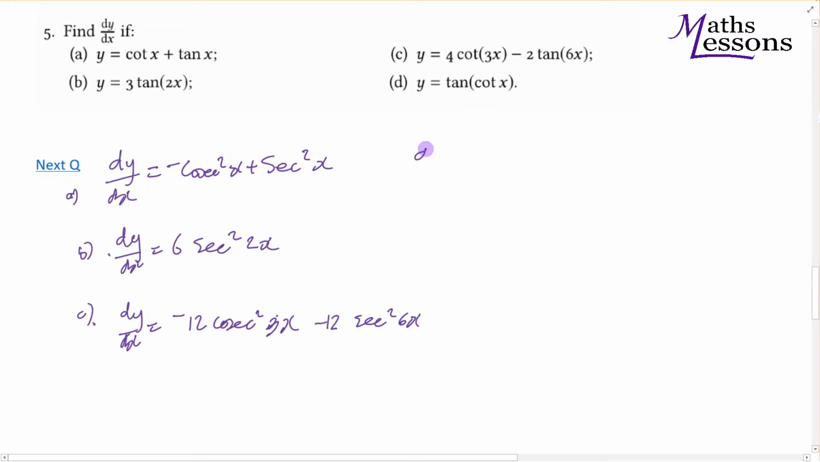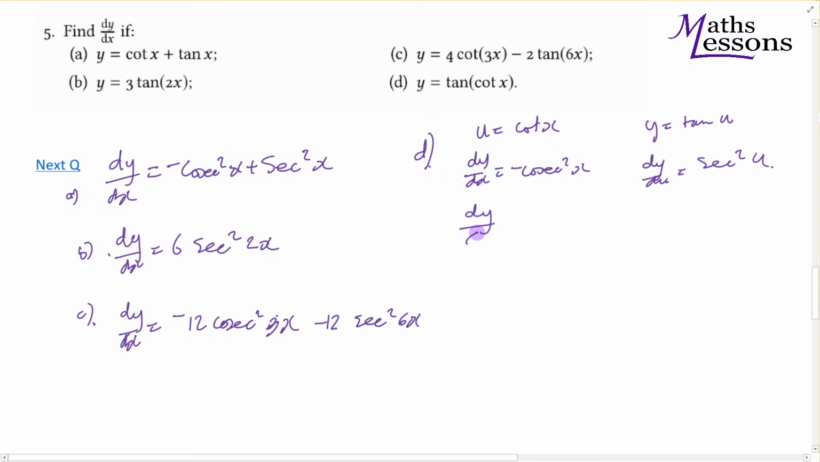And now we've got the tricky bit. Those are all easy to knock off in about a minute. This is the one which you needed 2 minutes for. So we've got tan of cot, so we've got a chain rule. Now you might want to let u equal cot x and y equals tan u. So du by dx will equal minus cosec squared x, and dy by du will equal sec squared u.